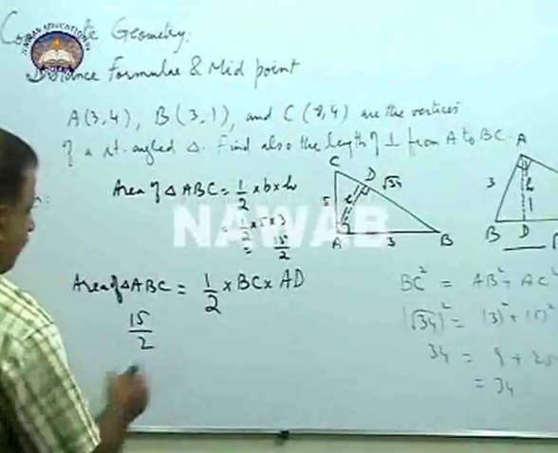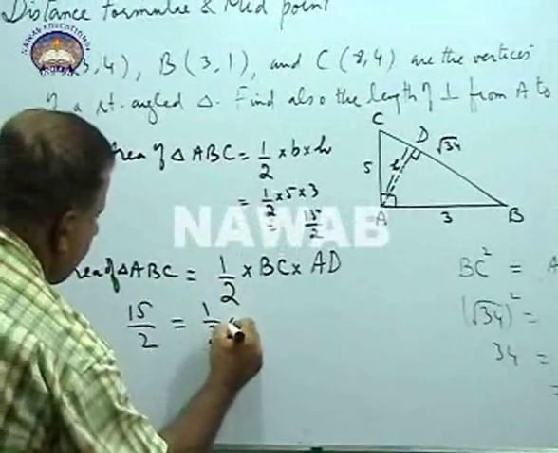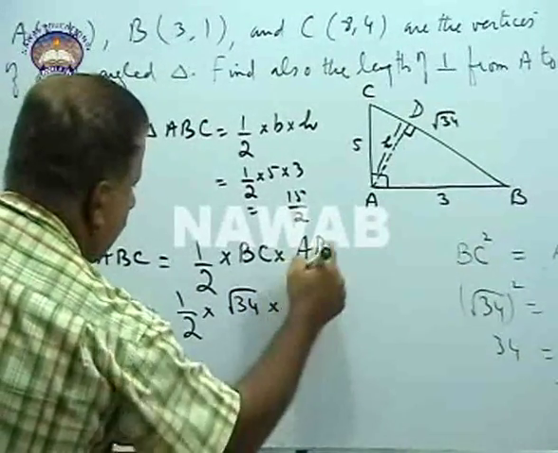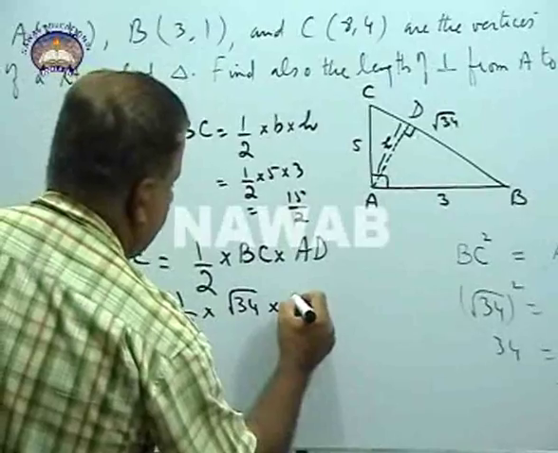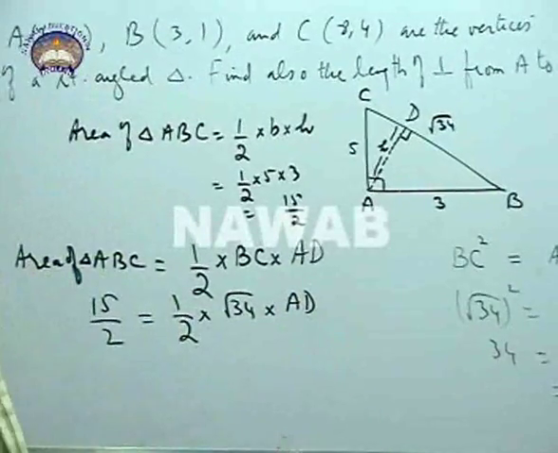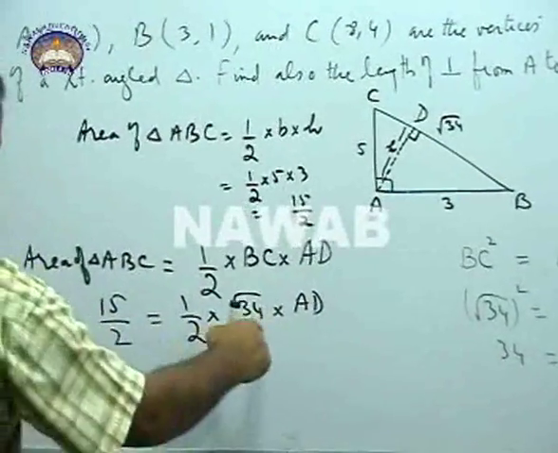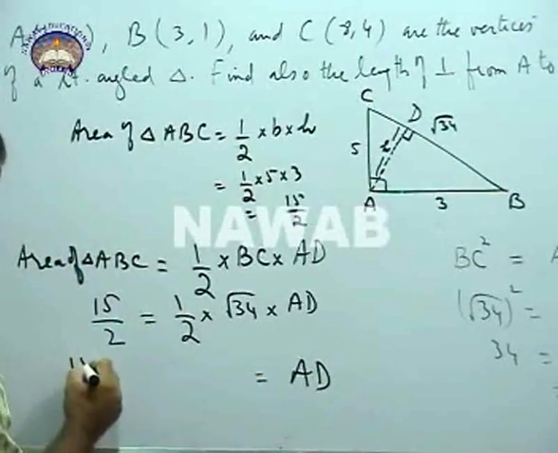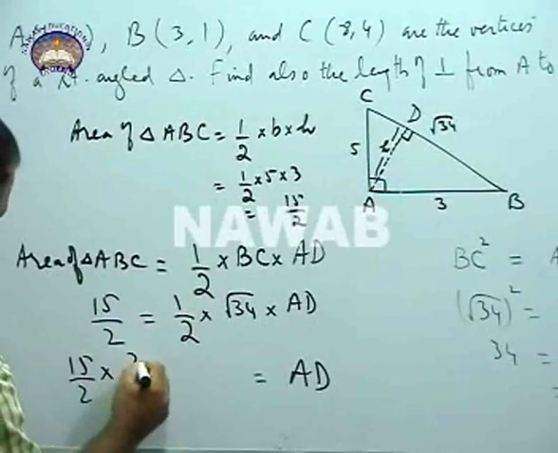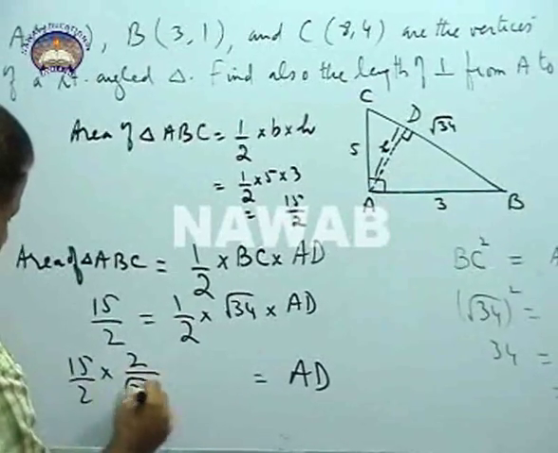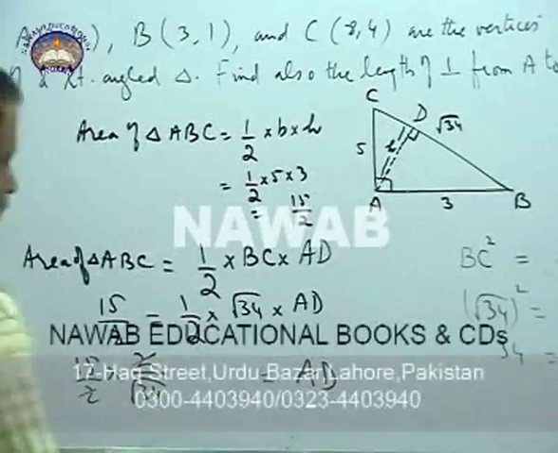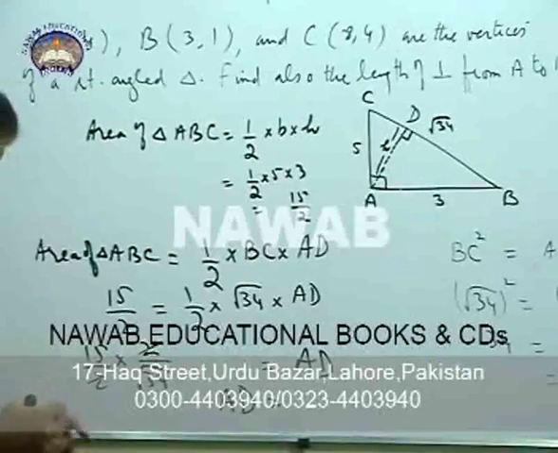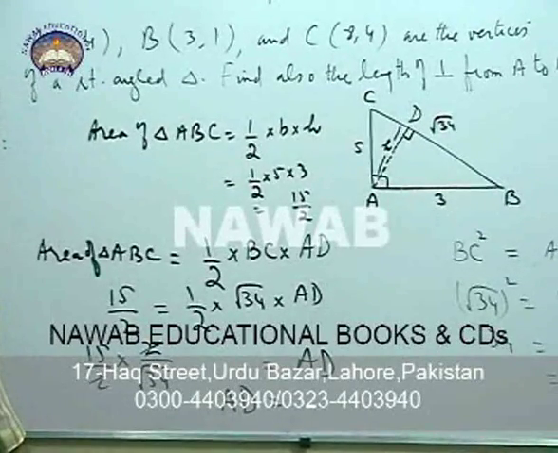put this here. 15 over 2 will be equals to 1 by 2 times BC. The length of BC is root 34 into the length of AD. We have to find this length. So if we shift these terms here, so AD will be equals to 15 over 2 times 2 over root 34. 2 and 2 they cancel each other. So AD will be equals to 15 over root 34.